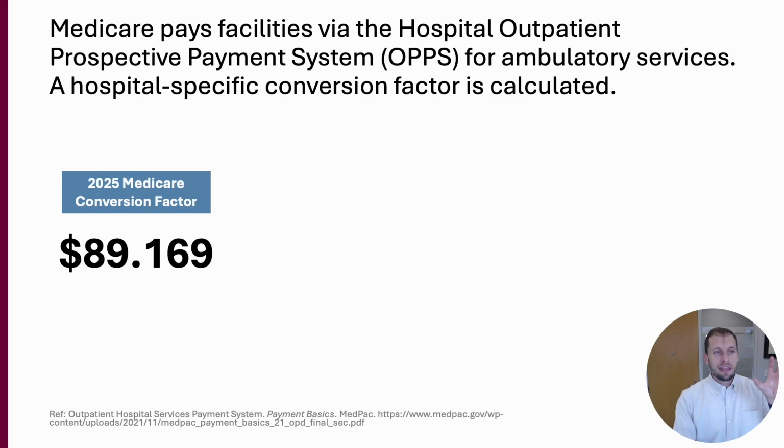So the conversion factor for 2025 for Medicare is $89.169, down to the tenths of a cent here. Why don't we go to the hundredths here? Or the thousandths? No, wait. Sorry, last time we went to the hundredths of a cent. Here we're going to tenths of a cent. Why is the other one 4 decimal places and this is 3? I don't know.